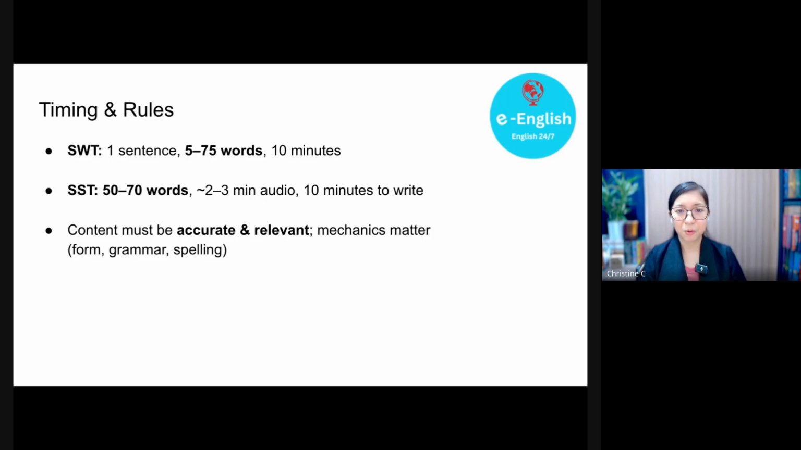Okay? For the summarized spoken text, your goal is to be able to write between 50 to 70 words, a summary of the audio that you've heard. So it's typically a lecture, right? More or less under 2, sometimes a maximum of 3 minutes for the audio. And you also have 10 minutes to write.